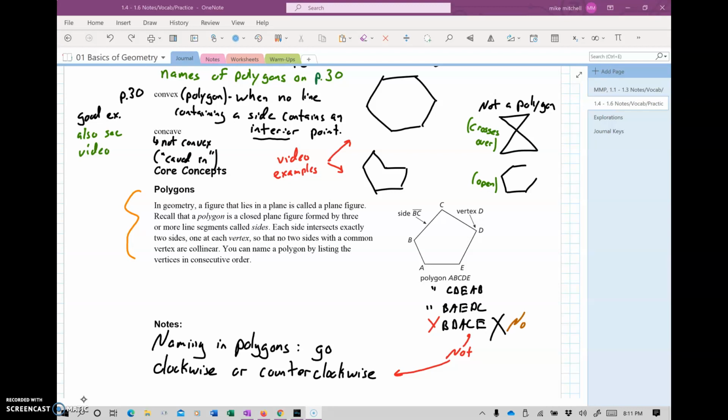You can name a polygon by listing the vertices in consecutive order. That means you've got to go clockwise or counterclockwise. So they called this A, B, C, D, E. Pretty basic. You could call it C, D, E, A, B. That's going clockwise. I could call it B, A, E, D, C. That's going counterclockwise. I couldn't do B, D, A, C, E because you can see that's going across it. You've got to be going around the shape in order.